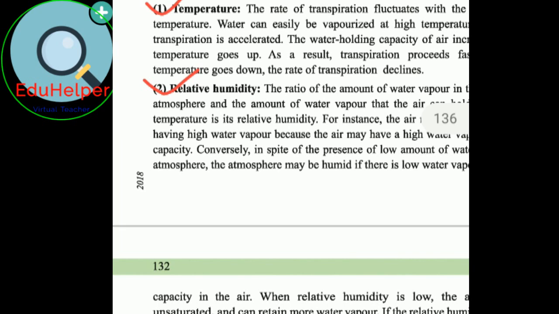When relative humidity is low, the air remains unsaturated and can retain more water vapor. If the relative humidity is high, the air loses its water vapor holding capacity. When the relative humidity is low, the rate of transpiration increases, and when high, the rate of transpiration declines.